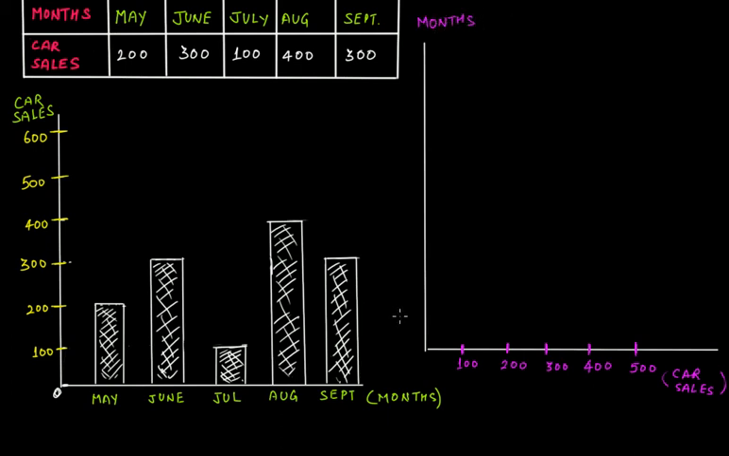So my May will come here. My June will come here. My July will come here. August will be here. And the September will be here. So for the month of May, it is 200. I'll draw something like this.